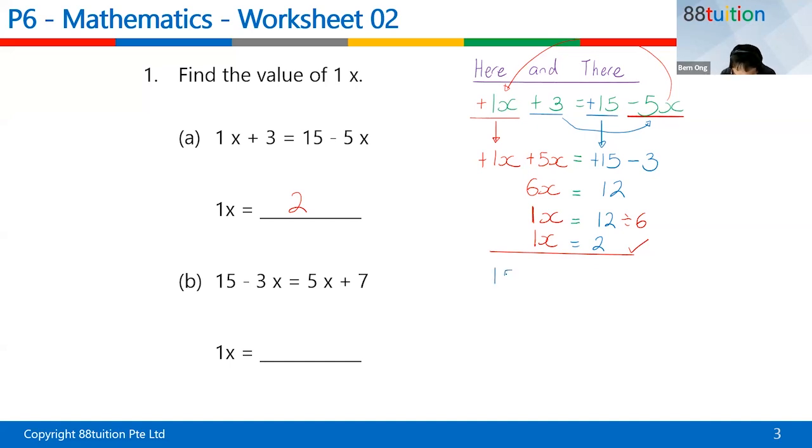B, we have 15 minus 3x is equal to 5x plus 7. Who is heavier? Look at the x. Look, this minus belongs to 3x. This 5x, there's nobody in front. Yes, there is a hidden plus. So what did I say about plus? Plus is like overweight.